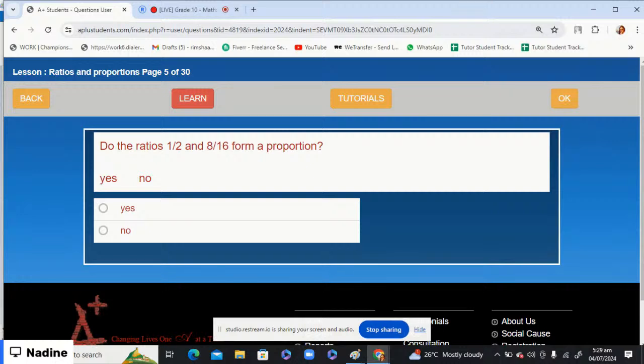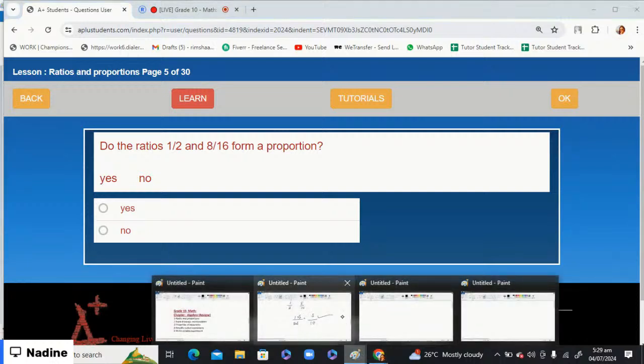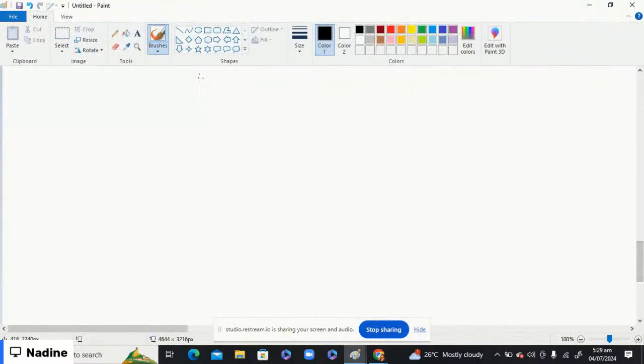Okay, let's do some more practice questions. So do 1 by 2 and 8 by 16 form a proportion or not? Let's check. 1 by 2 and 8 by 16. Okay, look at here now. How can we check? As we know, we can compare the common denominators. For that, we are going to take the greatest denominator. What is the greatest denominator here? Which is 16. So we are going to take 16.